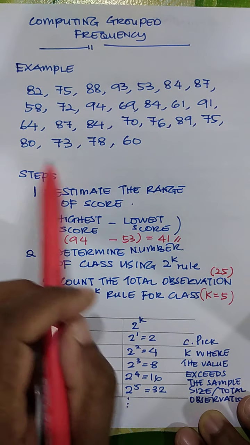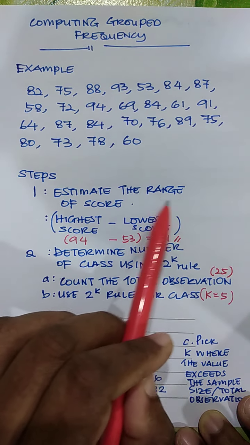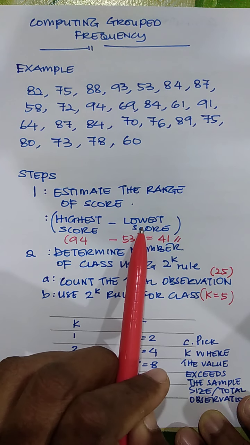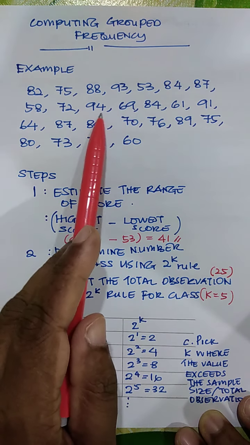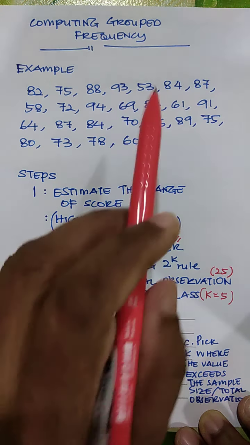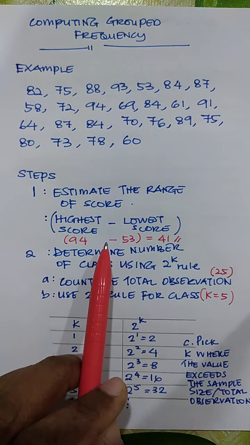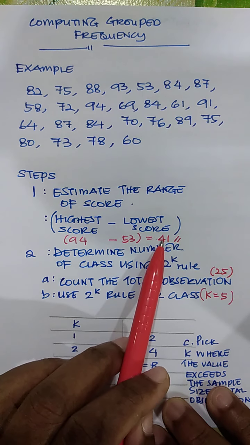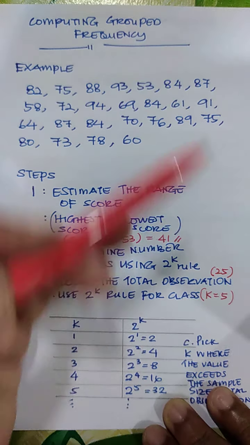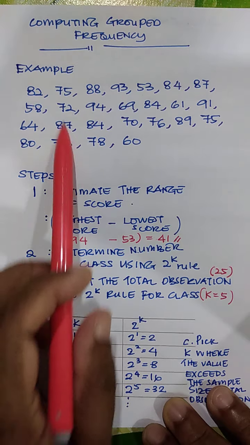So what will be the first step? Estimate the range of the score. Range of the score means the difference between the highest and the lowest score. So identify the highest score. Our highest score here is 94. What is the lowest score? It is 53. When you subtract 53 from 94, you get 41. So 41 is the range of the score.